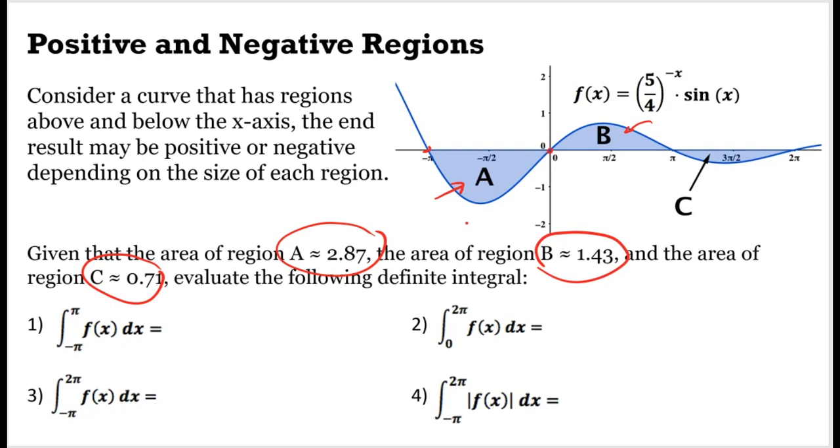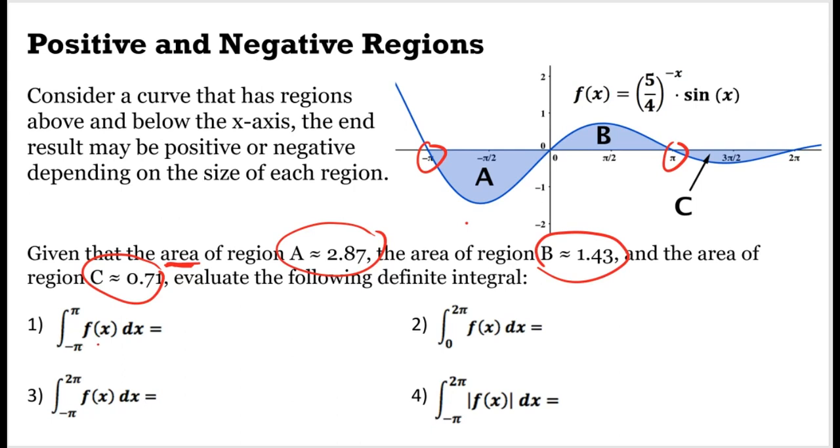So we can answer question 1, which asks for the definite integral from negative pi to pi. So negative pi to pi means that we have region A and region B. Now, area is always given to us in terms of positive values, but the definite integral can give us areas that are positive or negative, and that just means direction. Negative is below, positive is above.